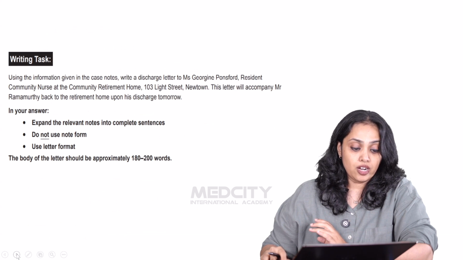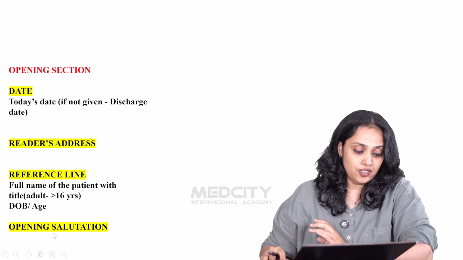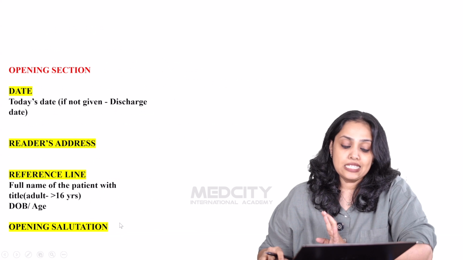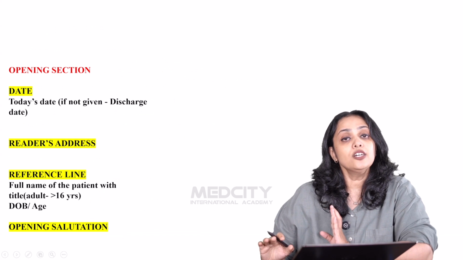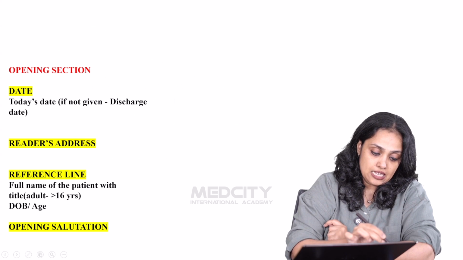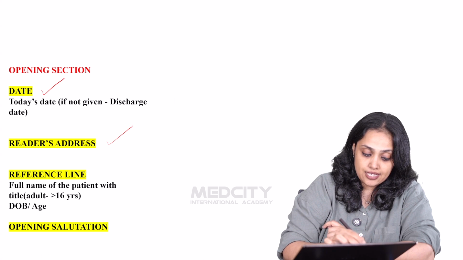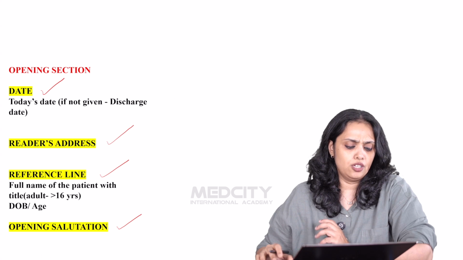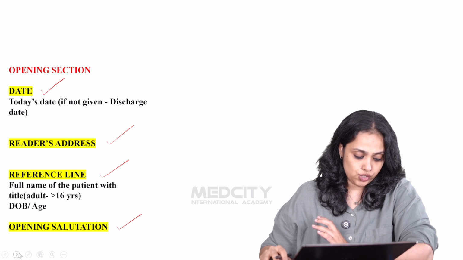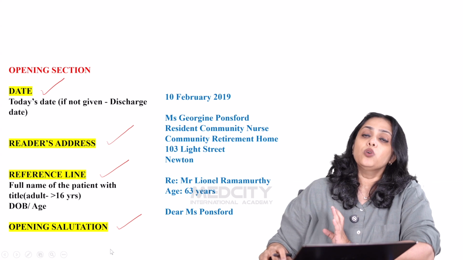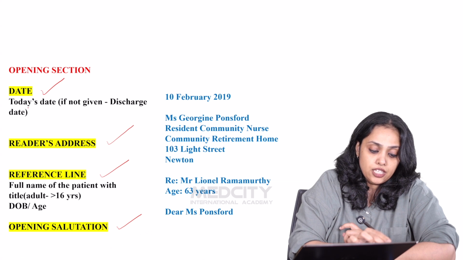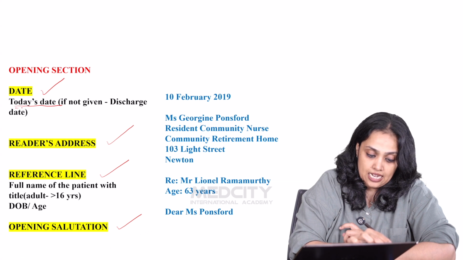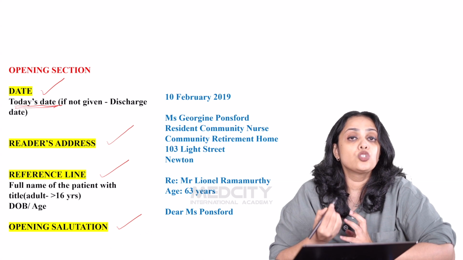Now, first, let's figure out how to write the opening section of the letter. These are the details that we have to include in the opening section of the letter: date, reader's address, reference line, and opening salutation. Now, what do they mean? I'll show you. Date means you can write today's date. Now, where do we get today's date?